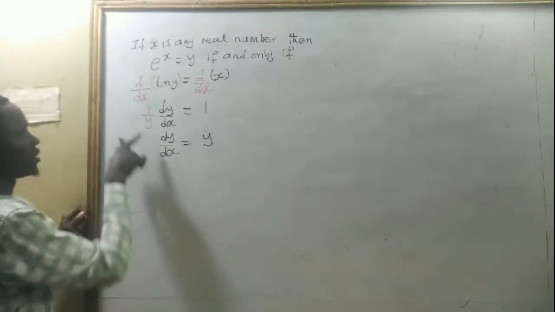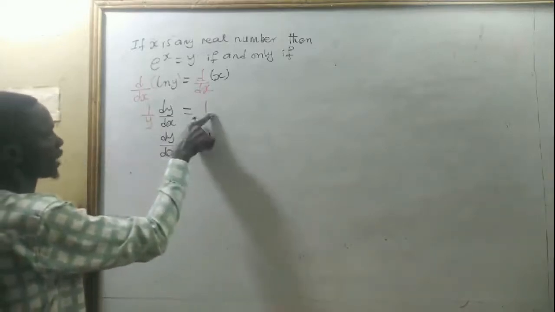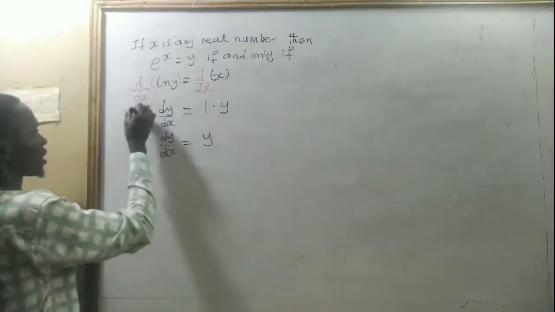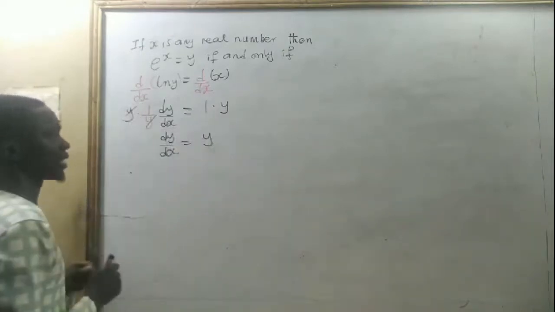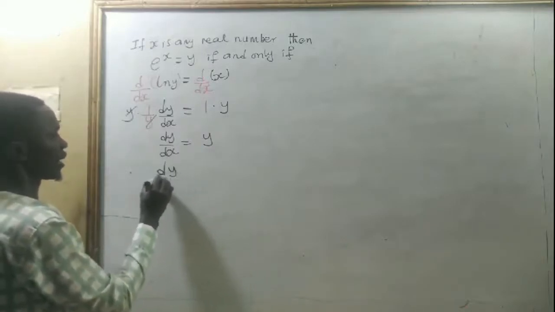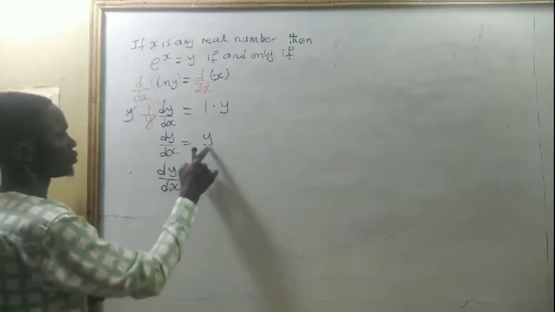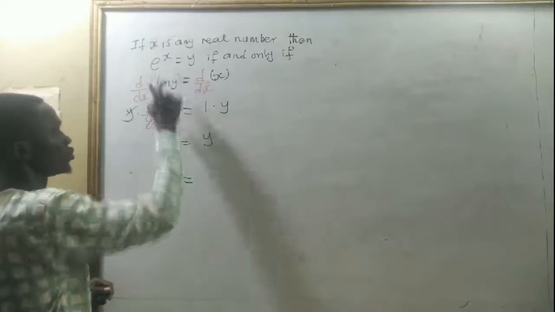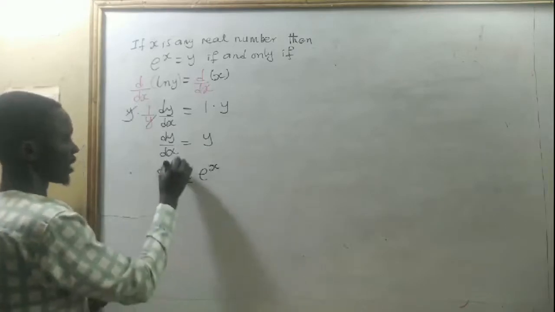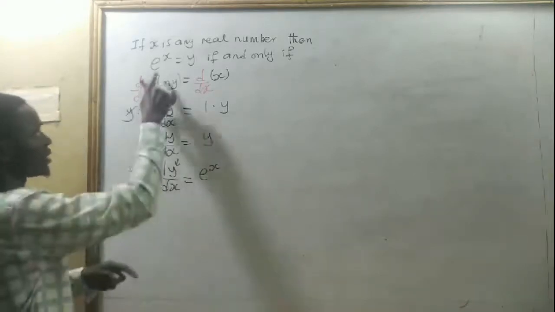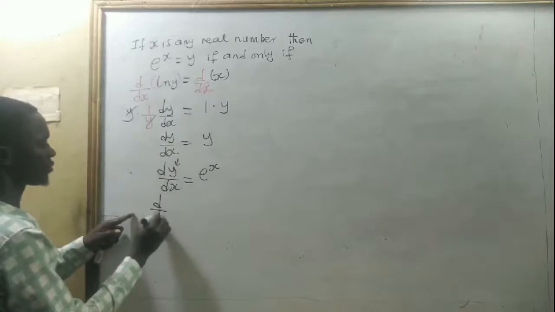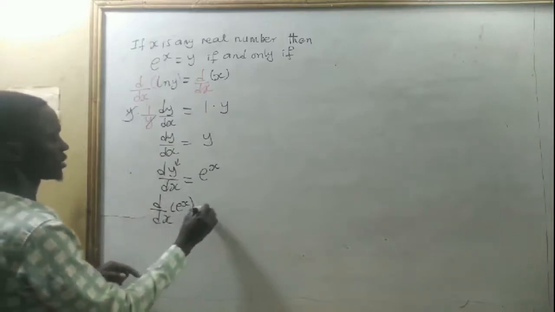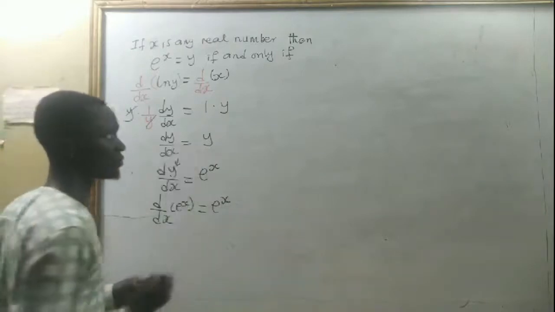So the derivative of y with respect to x is equal to y. Why is it y? Because we multiply both sides by y, so this y will cancel this y, and 1 times y is y. So here the derivative of y with respect to x is equal to y. And what is y? y is equal to e to the power x. So the derivative of e to the power x with respect to x is the same e to the power x.